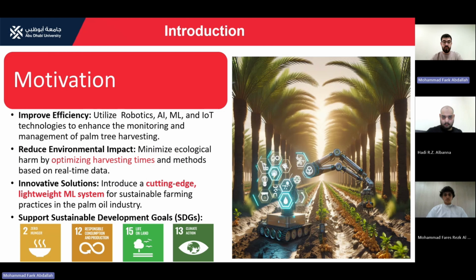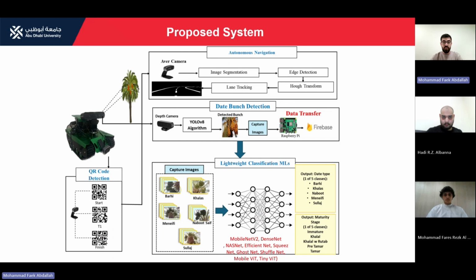To address these challenges, our work is motivated by three main goals, starting with improving efficiency using robotics, AI, and IoT for better monitoring and management. Second, reducing environmental impact by optimizing harvesting decisions using real-time data. And finally, introducing a lightweight and innovative machine learning solution that supports sustainable farming and aligns with the global sustainability goals. Next, Muhammad Faris is going to take you through our proposed system.